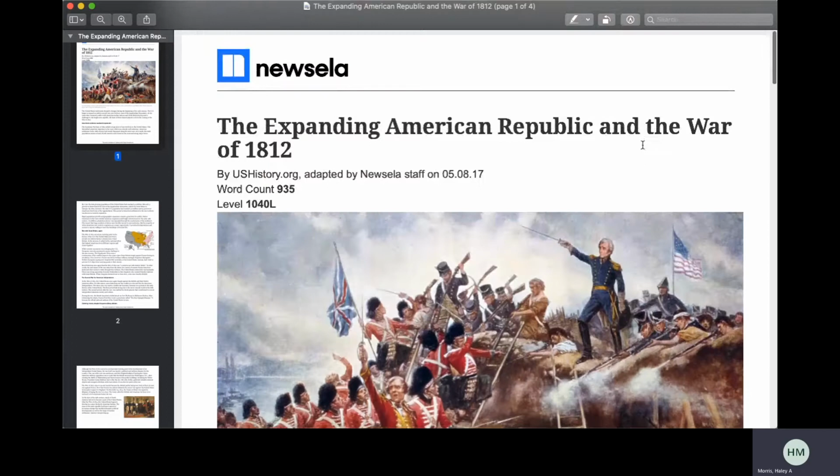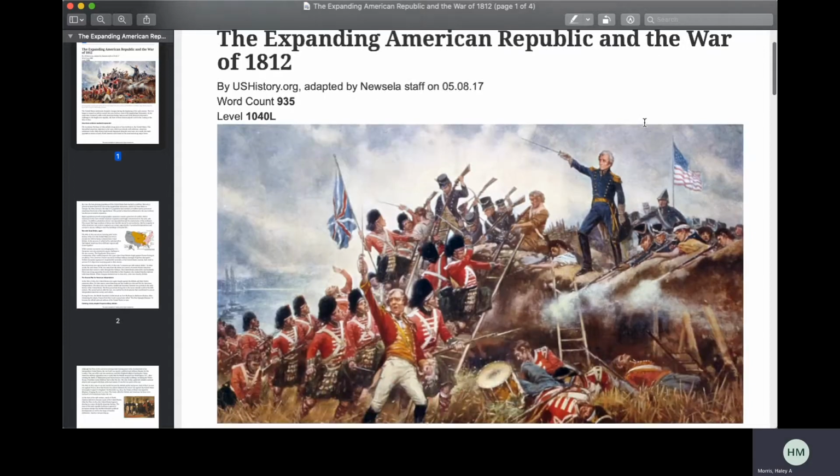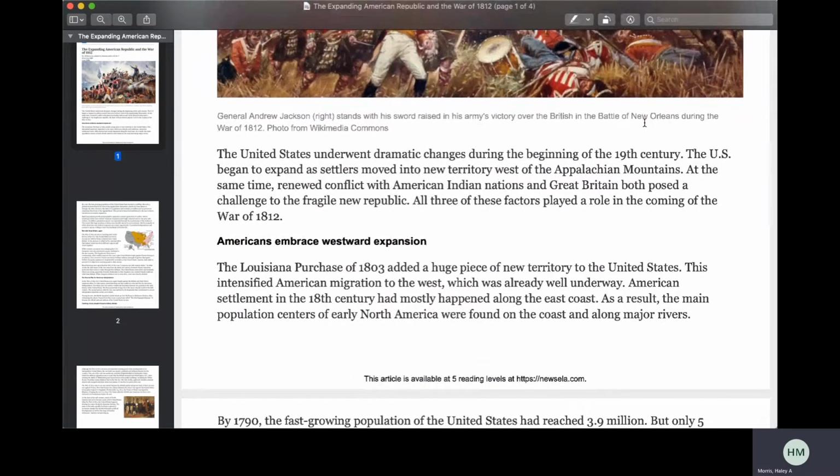So this is an article called The Expanding American Republic and the War of 1812. We are getting started on the War of 1812, and this is kind of like a supplemental reading for that. The United States underwent dramatic changes during the beginning of the 19th century. The U.S. began to expand as settlers moved into new territory west of the Appalachian Mountains. At the same time, renewed conflict with American Indian nations and Great Britain both posed a challenge to the fragile new republic. All three of these factors played a role in the coming of the War of 1812.